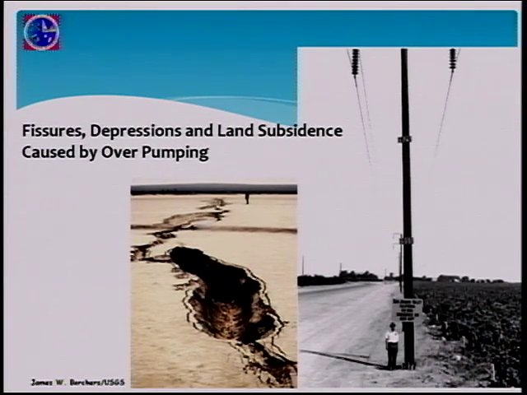Here is the famous picture from the Central Valley with the guy standing next to a telephone pole. That's what the ground surface was in 1925, that's what it was in 1955, and this is what it is in 1977. The whole valley's been sinking. Now, it's not all due to groundwater withdrawal. Some of it's oil and gas, but the whole land surface has been shrinking downward. It is very amazing.